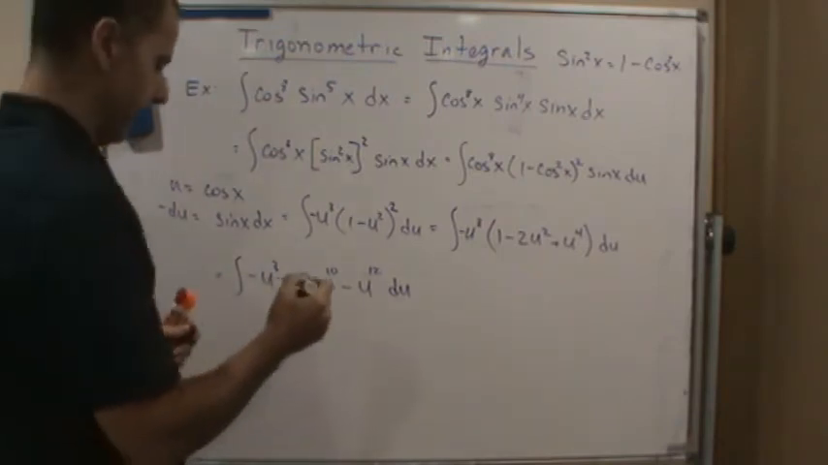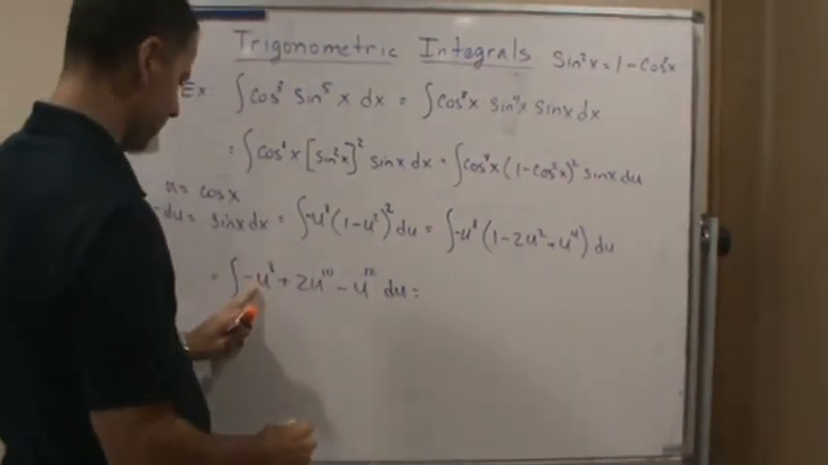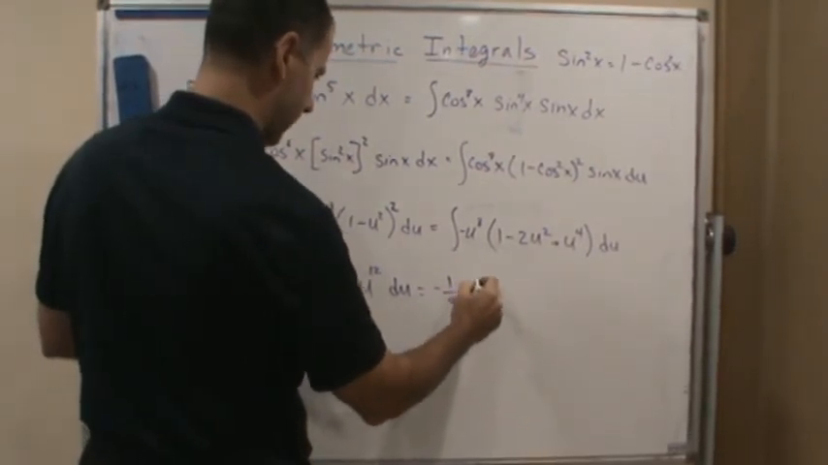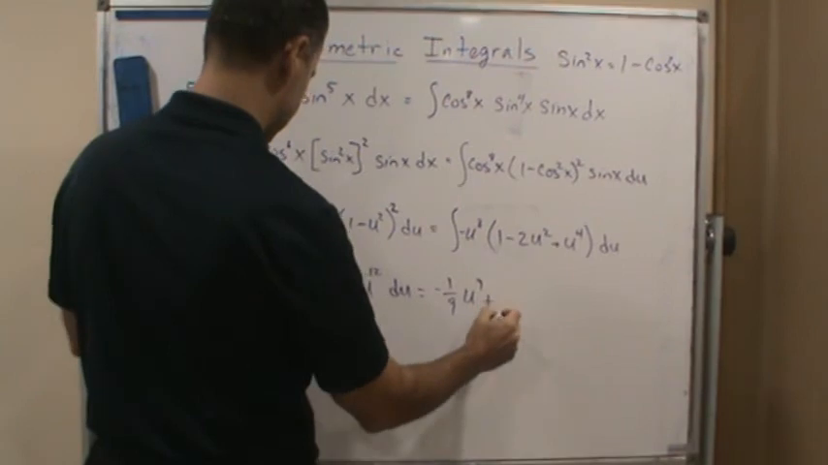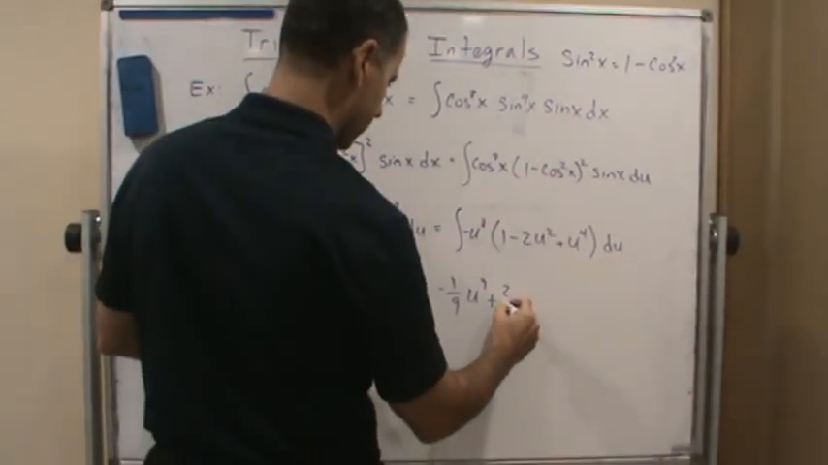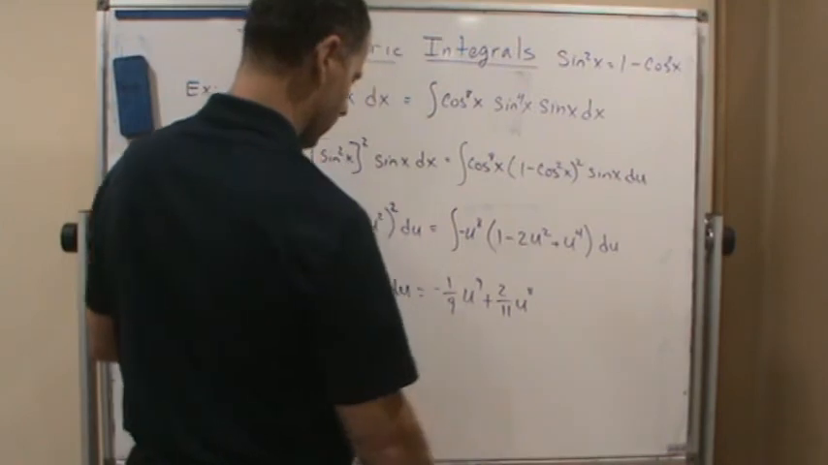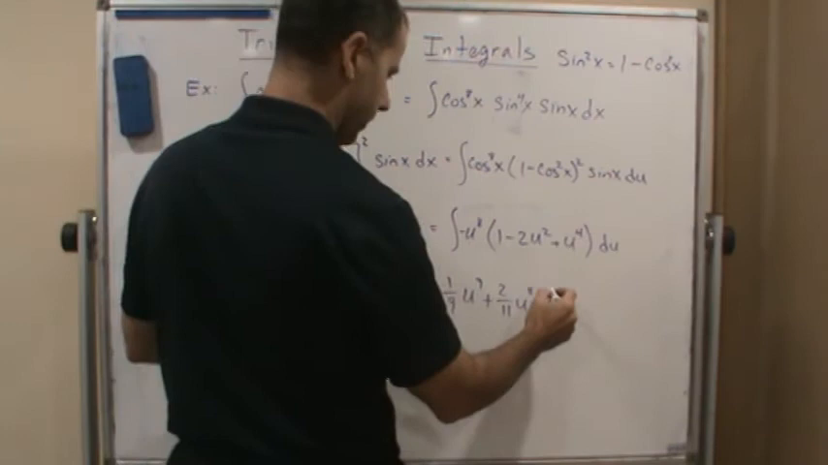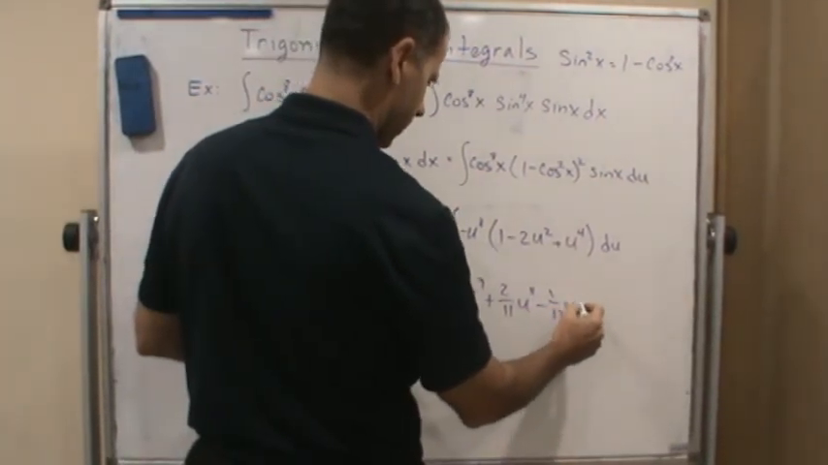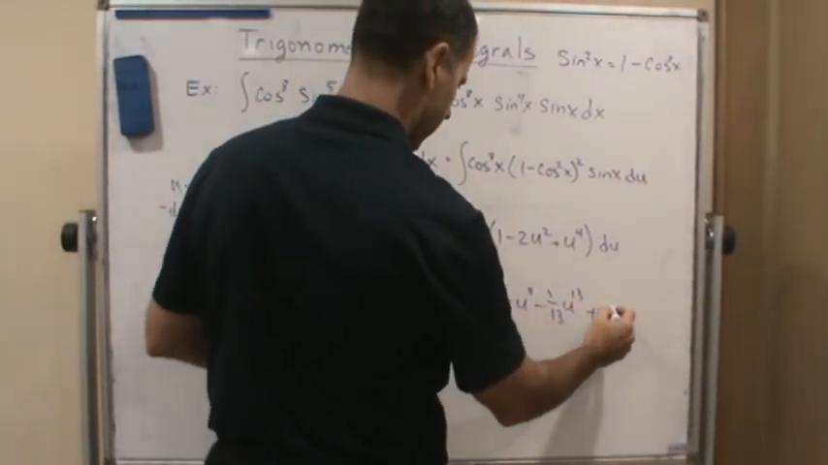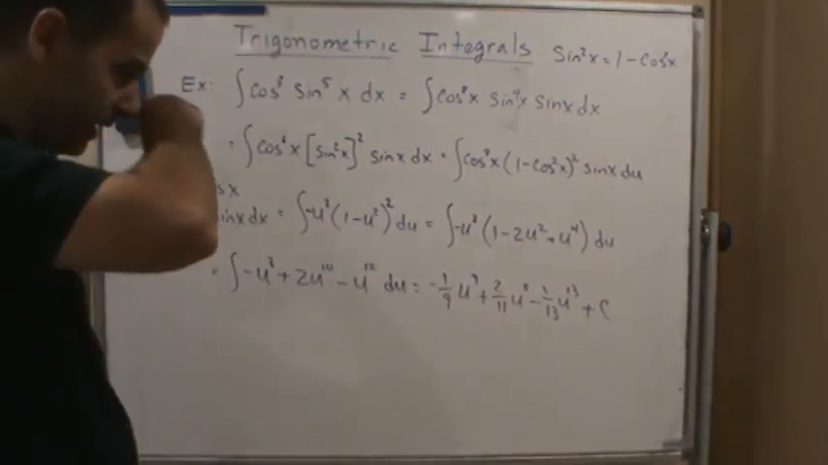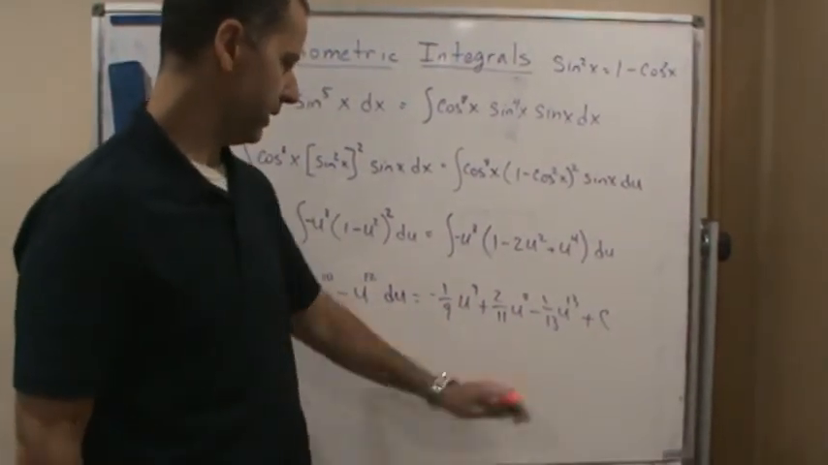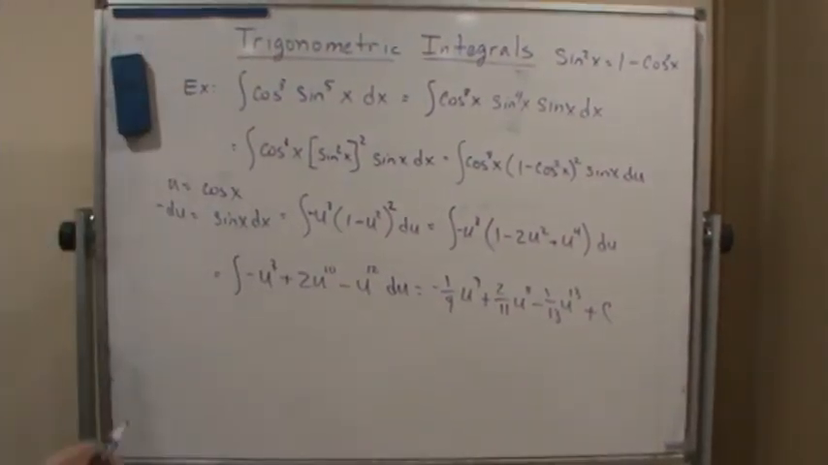Okay, let's do it. So this is going to be negative 1/9 u to the 9th plus 2/11 u to the 11th minus 1/13 u to the 13th plus c. And now I'm going to rewrite this. I'm going to put in my cosine x, and I'm going to rewrite this in decreasing order.